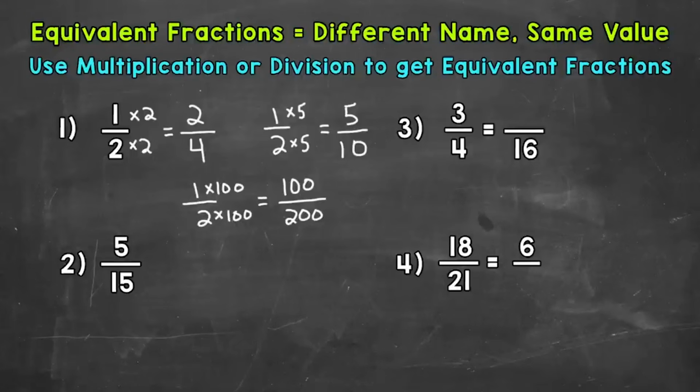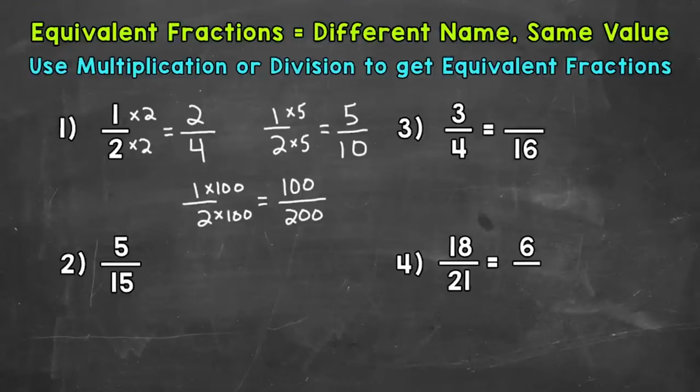To be clear, we can only use multiplication or division when it comes to equivalent fractions. Addition or subtraction will not give us an equivalent fraction, so keep that in mind. And when it comes to equivalent fractions, we have an infinite amount of equivalent fractions for any given fraction. Because multiplication, well, we can multiply by anything. As long as we do it to both the numerator and denominator, we get an equivalent fraction.